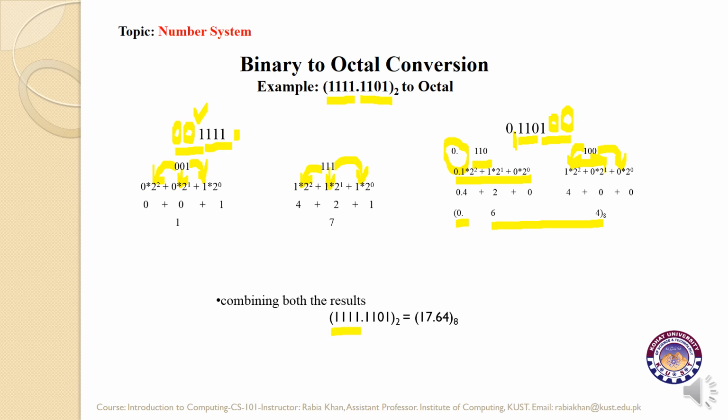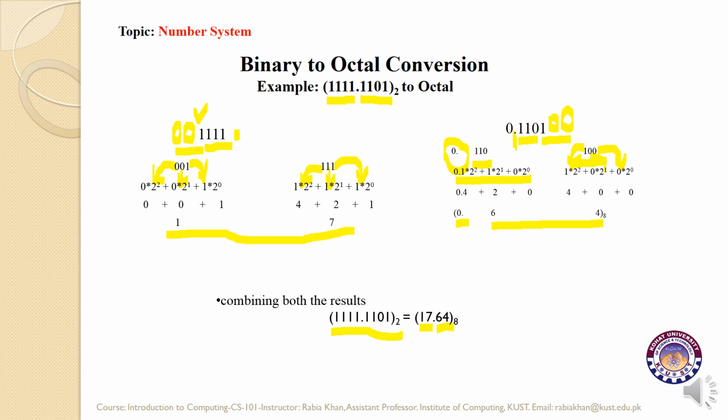So after merging both the answers, we have 111.1101, which was the given binary number, and its respective octal number is 17 for the integer part. The point remains at its place, and 64 is the fractional part, and then don't forget to write the base. This is how we perform both the integer and fractional part conversion to an octal number.